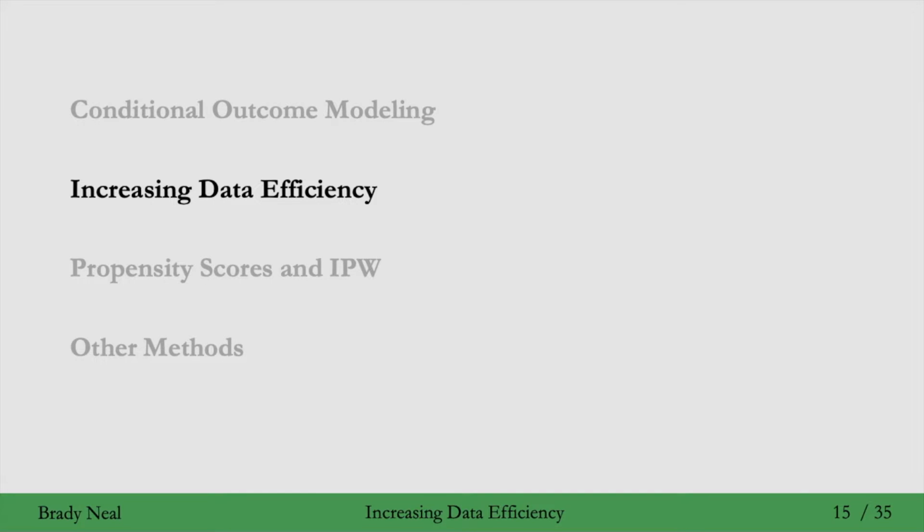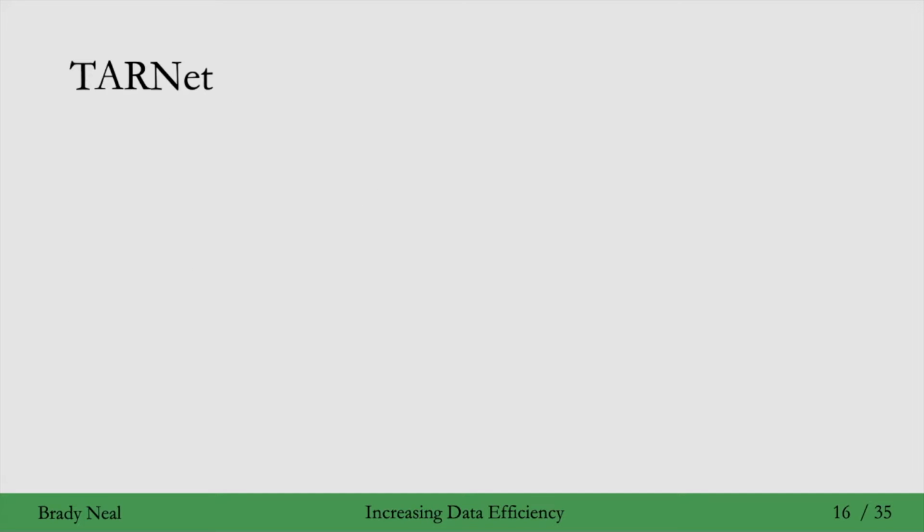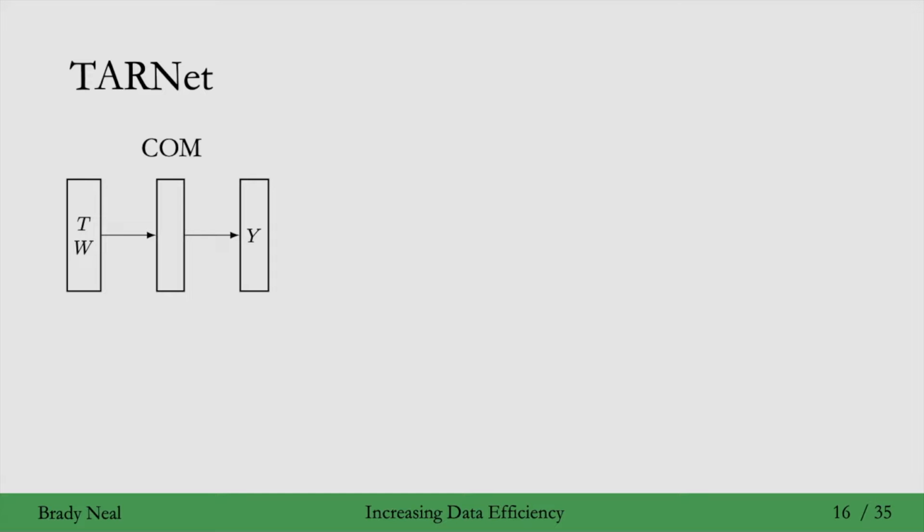In the last section, we saw that COM estimation can be biased toward 0. This motivated us to move to GCOM estimation, which we saw can be a bit inefficient with data. In this part of the lecture, we'll see some methods where we try to increase the data efficiency. The first is TARNet. So here's what the model for a COM estimator would look like. We're going to use neural networks again here, and this network takes both T and W as input.